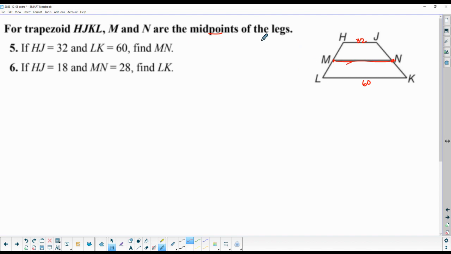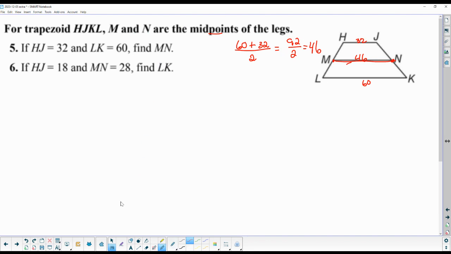That means we're going to take the 60 and the 32, right? And we're going to average them, which means we're going to add them together and divide by 2 since there's 2 of them. 60 plus 32 is 92. 92 divided by 2 would be 46, I believe. So the measurement of this line in the middle is 46. That's MN.